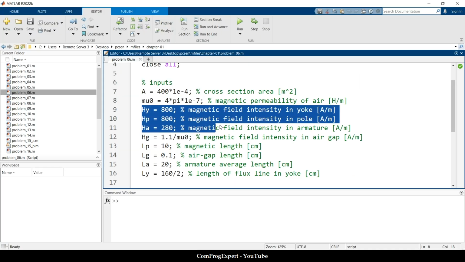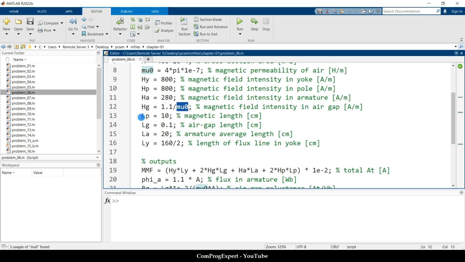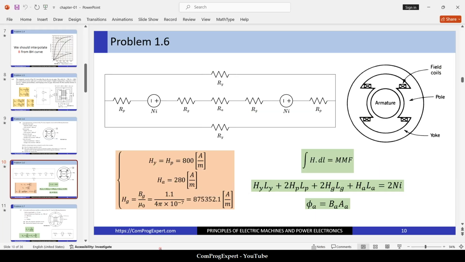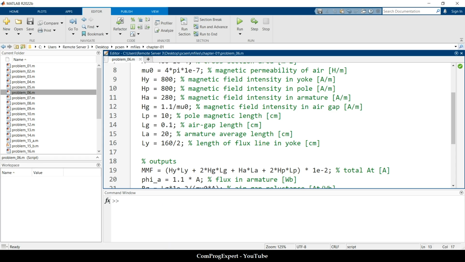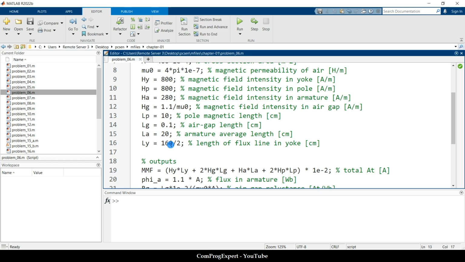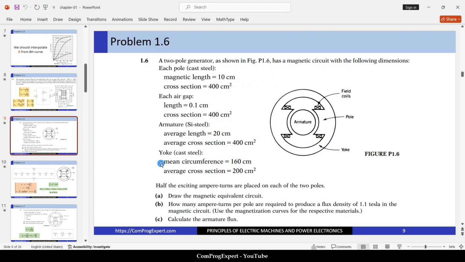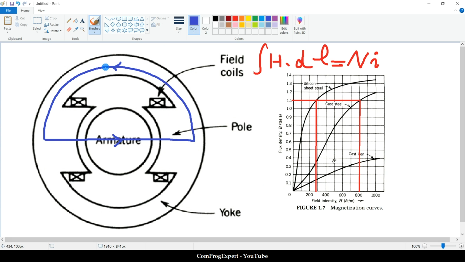Here are the values. This is the value of the H gap, 1.1 Tesla divided by mu 0. The magnetic length of the pole is 10 centimeter. The air gap is 0.1, armature 20, and the mean circumference is 160 divided by 2. This is the length of the flux in the stator yoke. We consider this integration path.